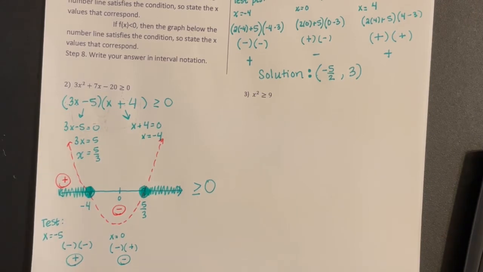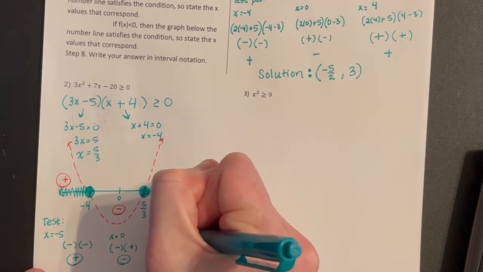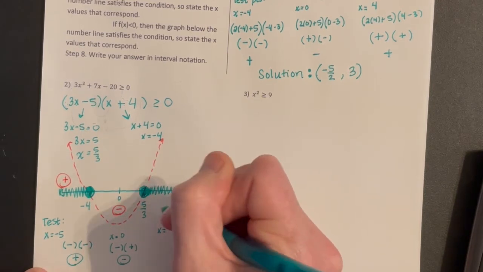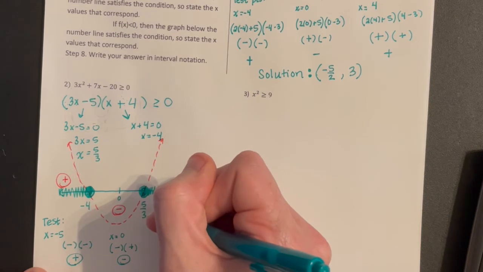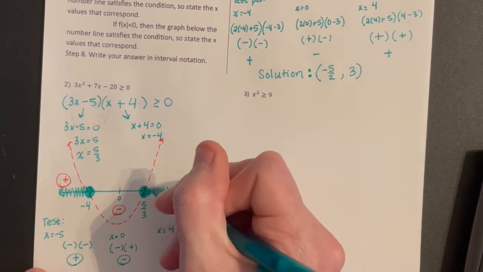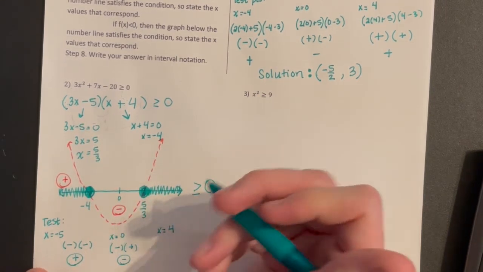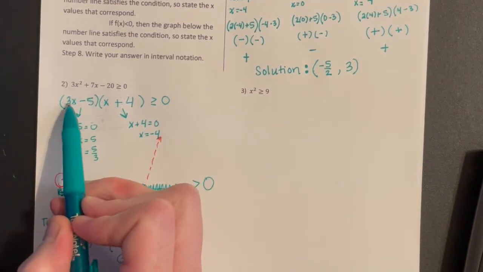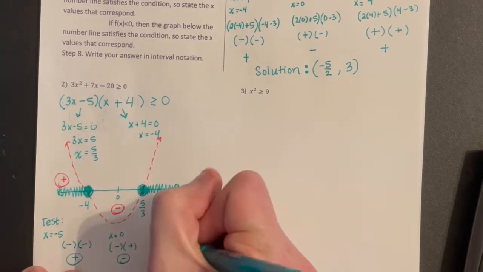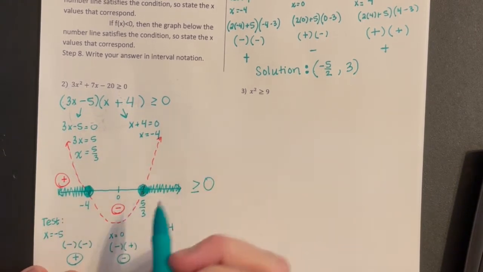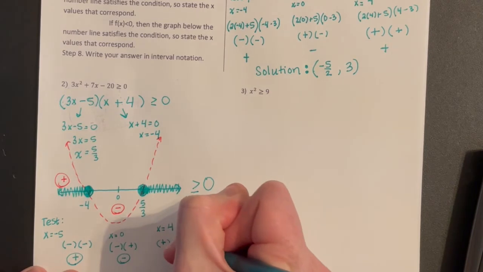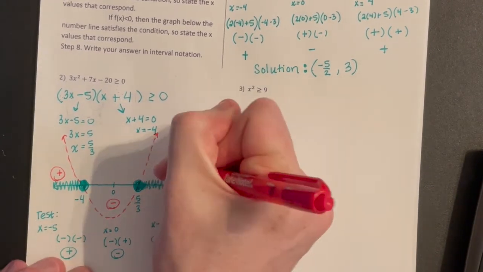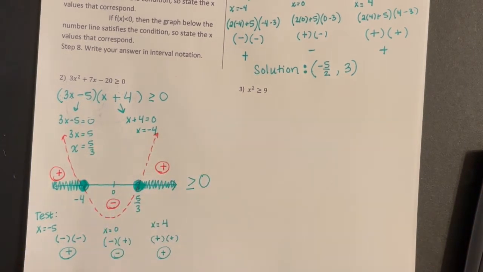We test another point to the right, so maybe x equals +4. 5/3 is not even 2 yet, so you could plug in 2, you could plug in 3, you could plug in 4, anything you want above that. So let's say I plug in 4. 4 times 3 is 12, 12 minus 5, yeah, that's still big, that's still positive. And then 4 plus 4 is still positive, and a positive times a positive is positive. That's why we're above the axis there.